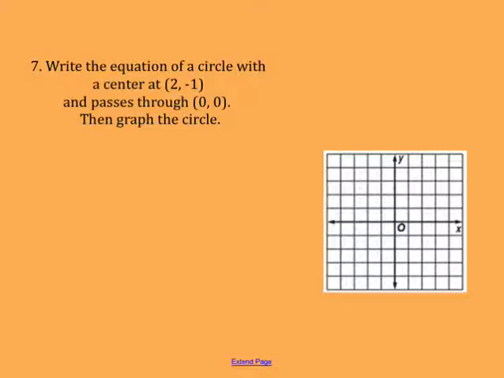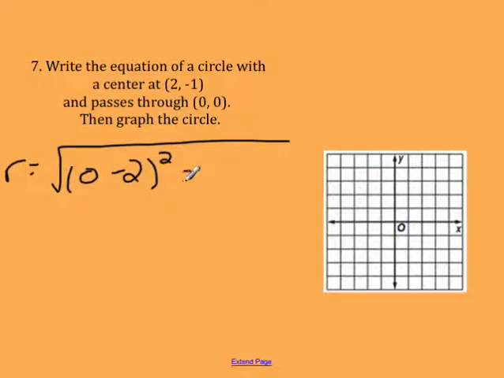So it has a center at (2, -1) and passes through (0, 0). Again, the first thing we want to do is calculate the radius, and we're going to do that by using the distance formula. So I have (x2 minus x1) quantity squared, plus (y2 minus y1), that's going to become plus a positive, squared.